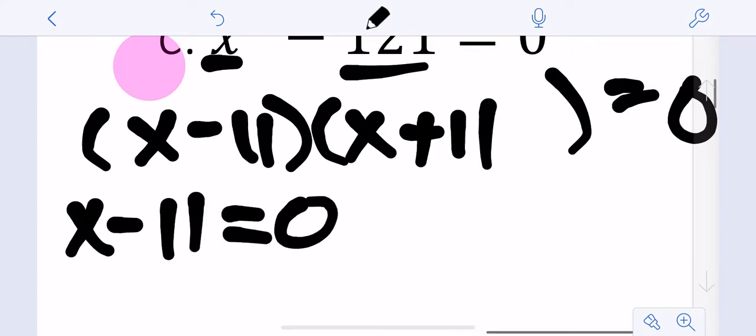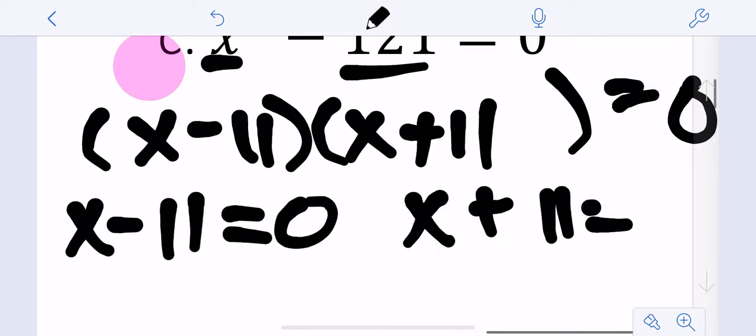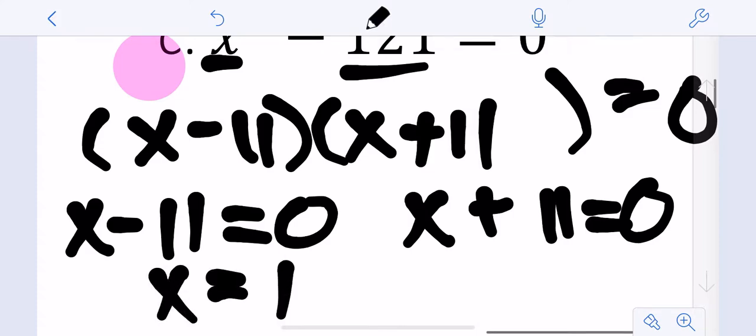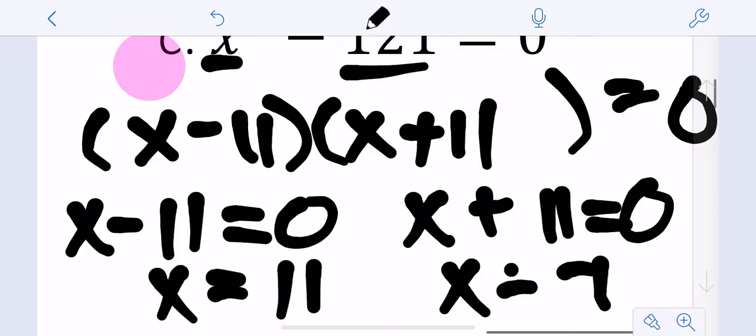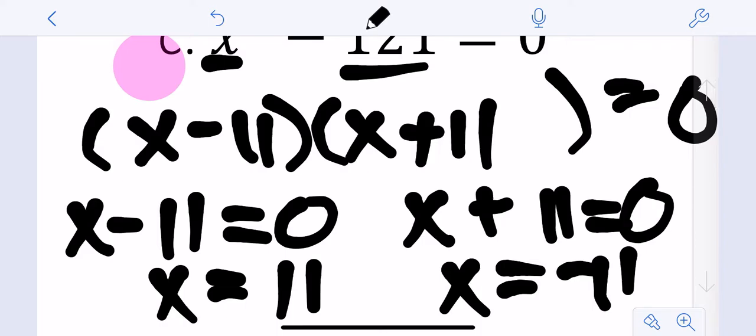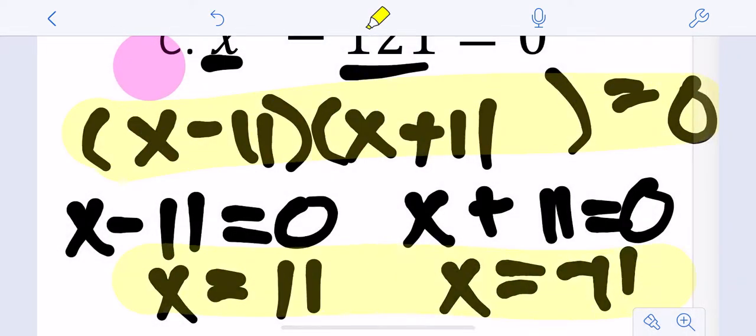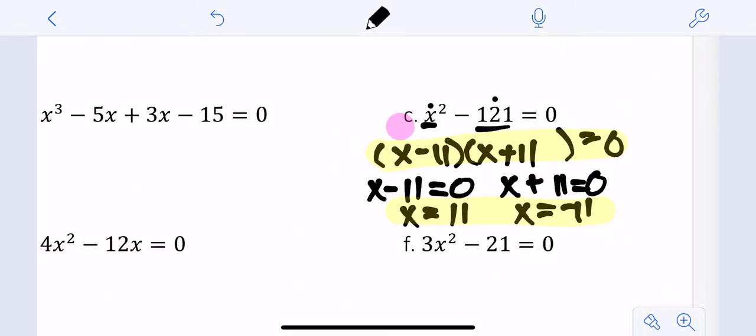So x minus 11 is 0, x plus 11 equals 0. So I would get x equals 11 and x equals negative 11. And so remember, if you were factoring, you would stop on this step, but solving by factoring, you need to go through and actually get your solutions. Let's go to another one.